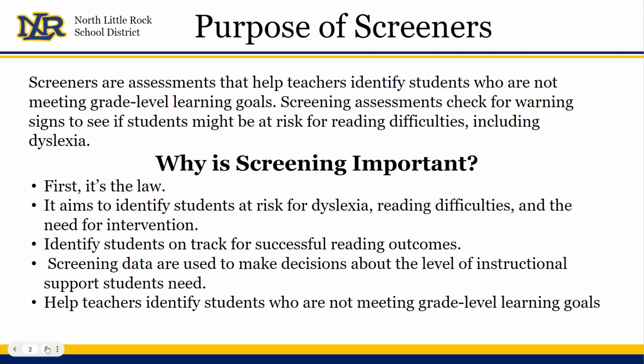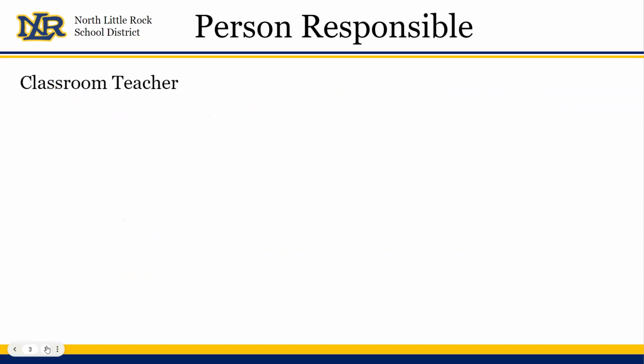First of all, it is the law, part of the dyslexia law and part of the LEARNS Act. It aims to identify students at risk for dyslexia, reading difficulties, and the need for intervention. It identifies students on track for successful reading outcomes. Screening data are used to make decisions about the level of instructional support students need, and it helps teachers identify students who are not meeting grade level learning goals.